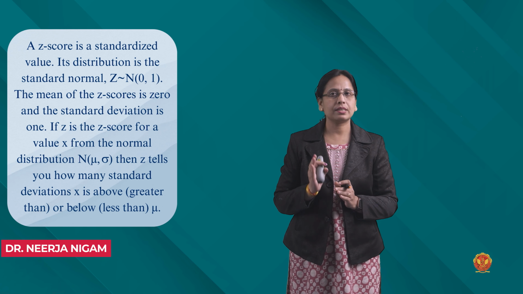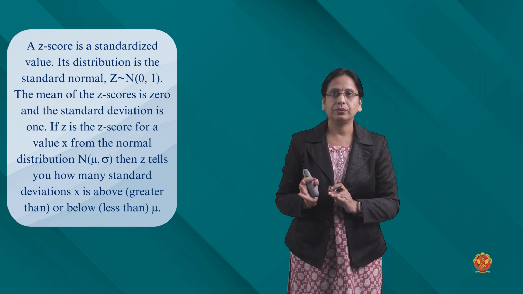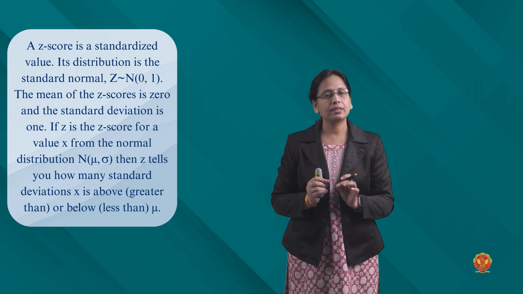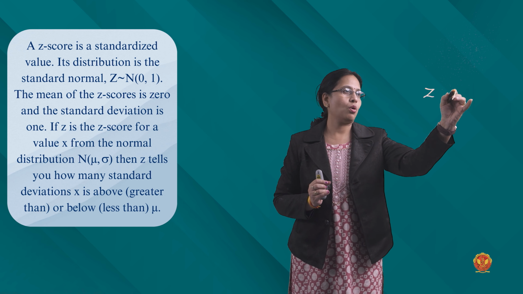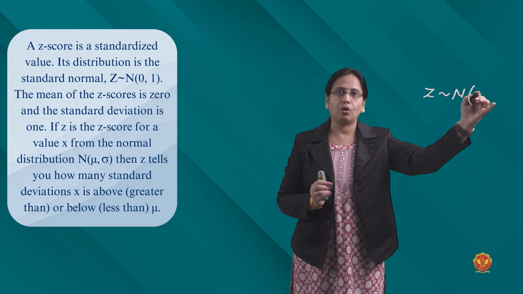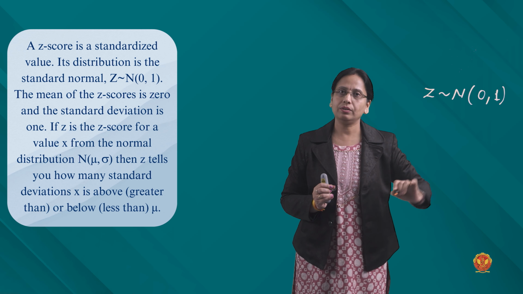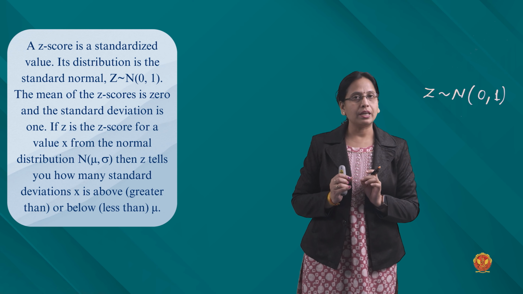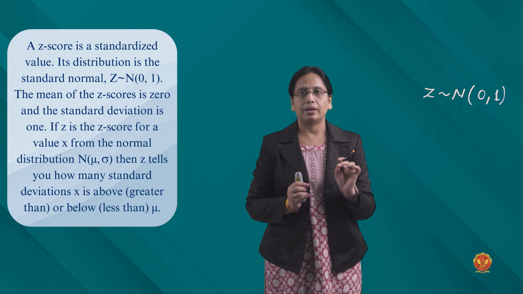So here we come to the end of the chapter on the standard normal distribution. The z-score, which is a standardized value. What is the z-score? It is a standardized value, and its distribution is the standard normal. It is represented as being distributed normally with the mean 0 and standard deviation 1. The mean of the z-score is always 0 and the standard deviation is unitary, 1.